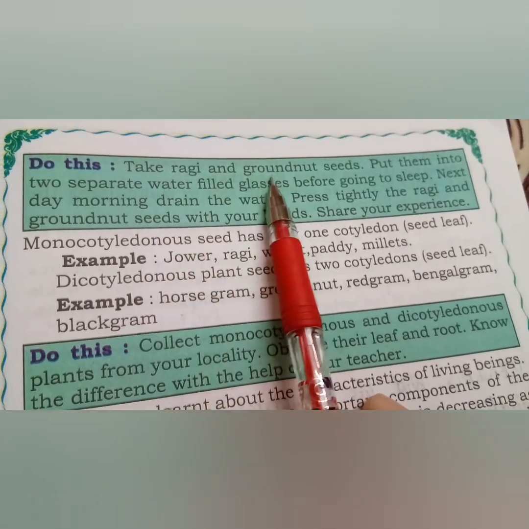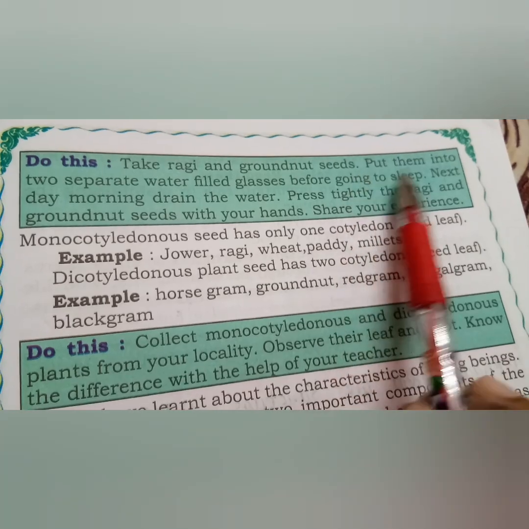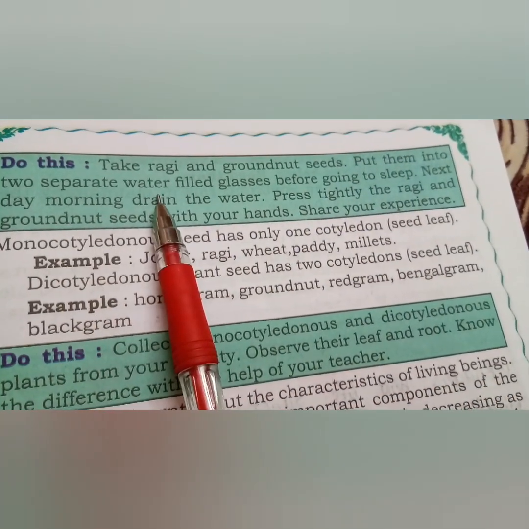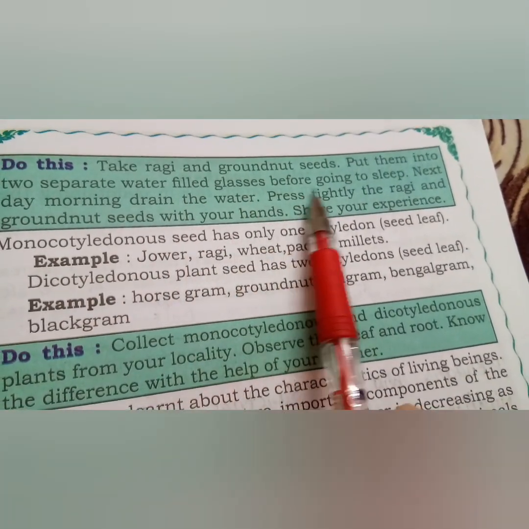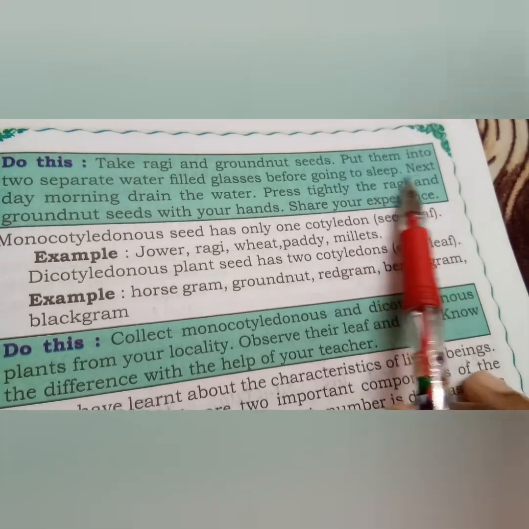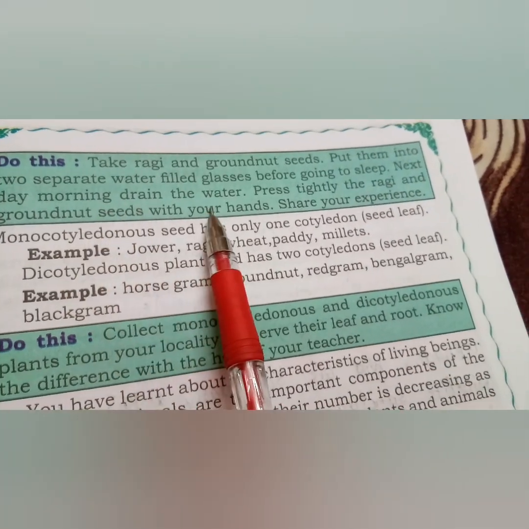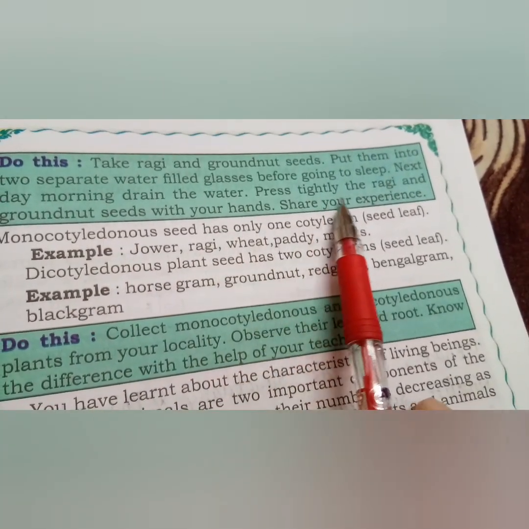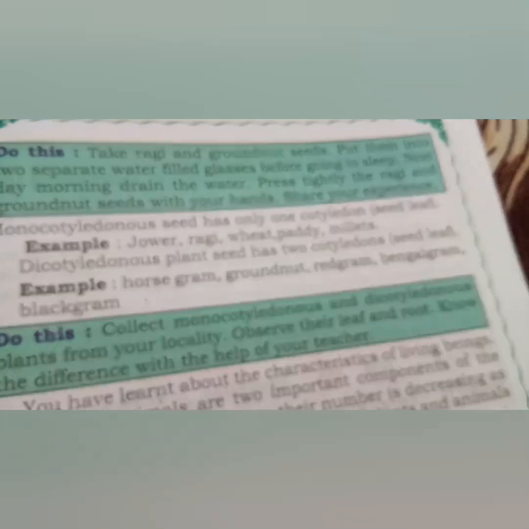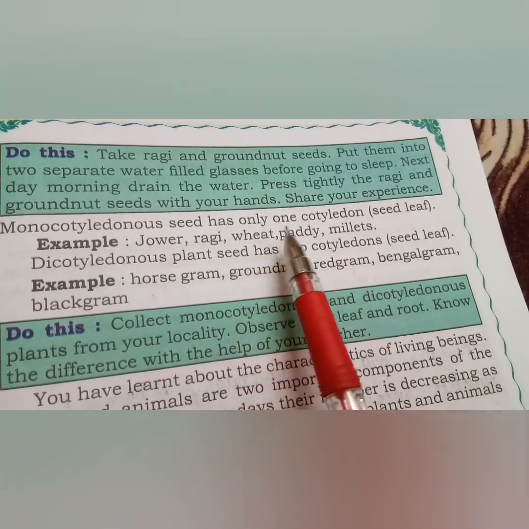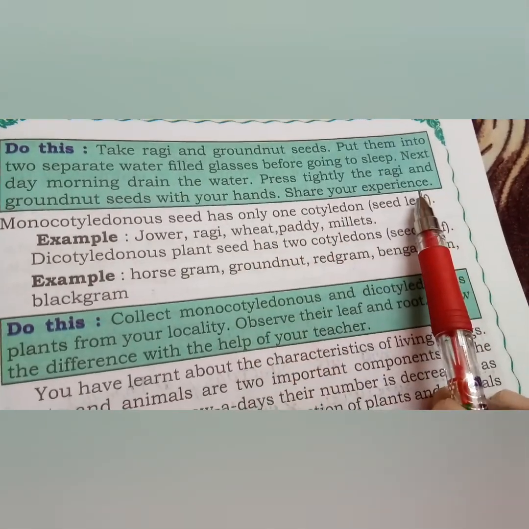Take ragi and groundnut seeds. Put them into 2 separate water filled glasses before going to sleep. Next day morning, drain the water. Press tightly the ragi and groundnut seeds with your hands. Share your experience.